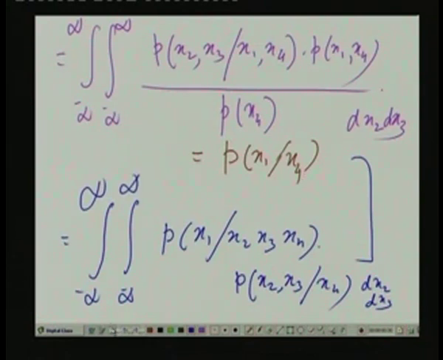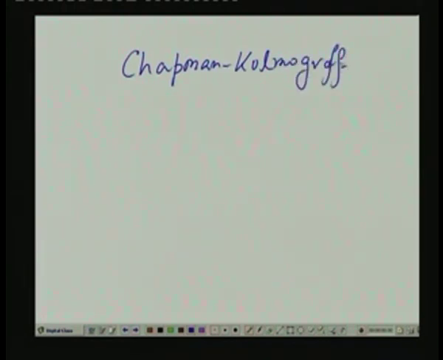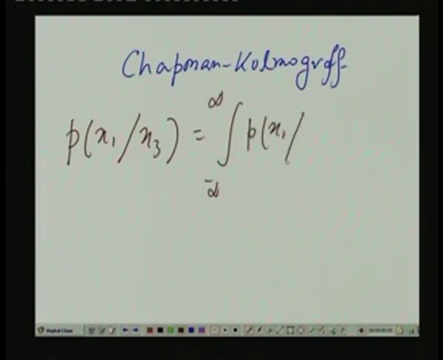In fact, a particular case arises often in practice, and that is called Chapman-Kolmogorov. In this case, often this is written as stroke x2 x3 multiplied by P of x2 by x3 dx2.